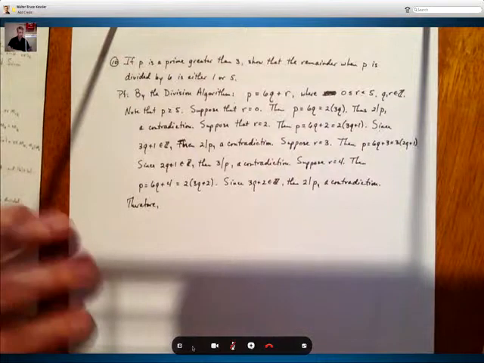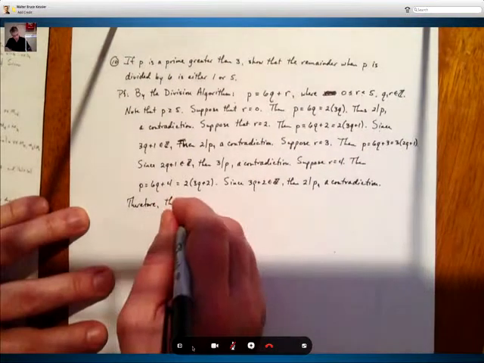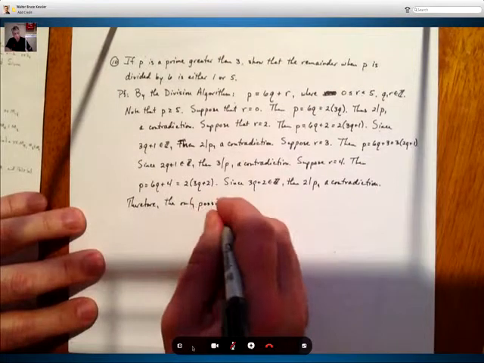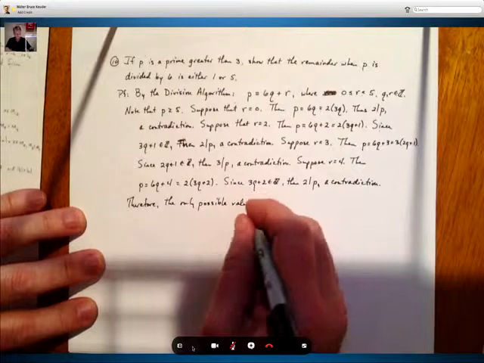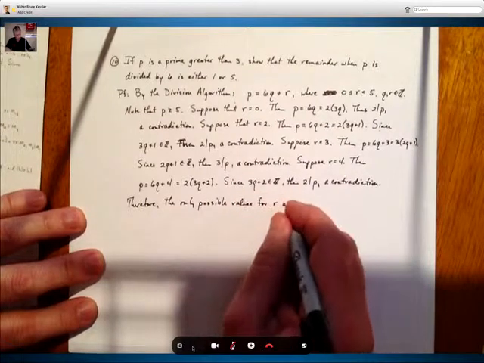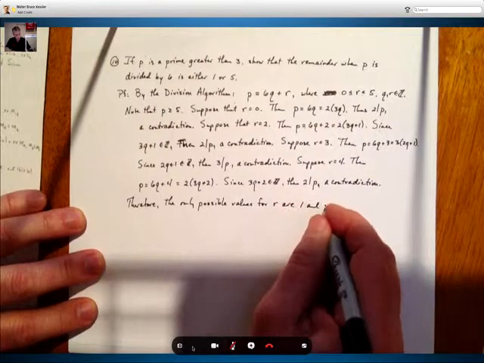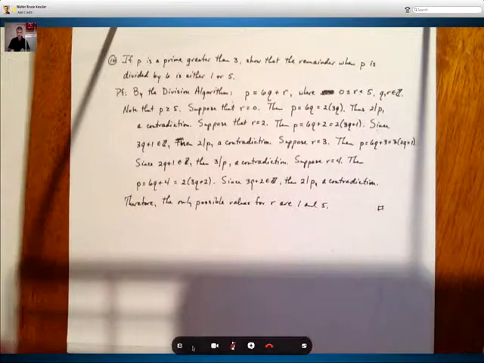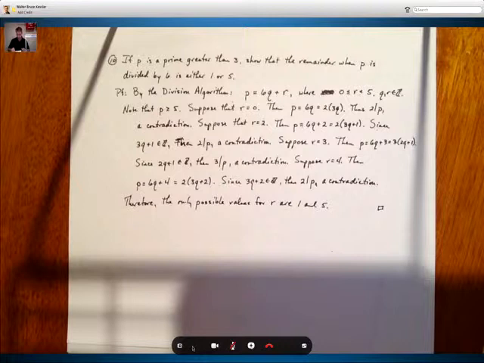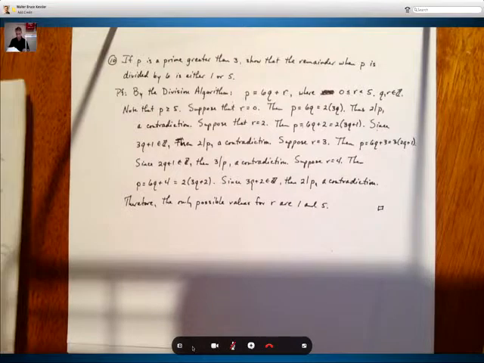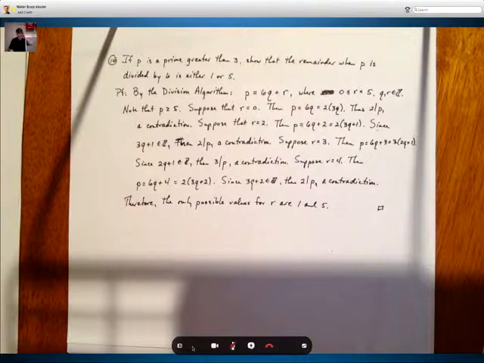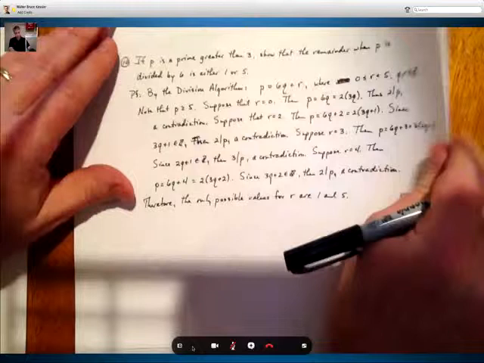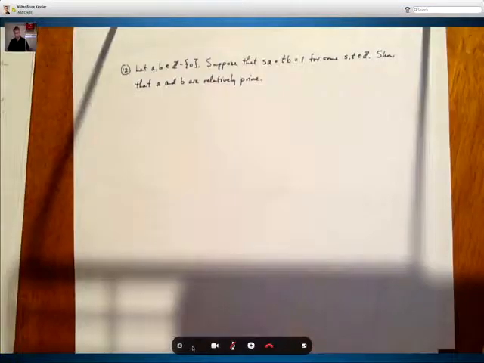Therefore, by really the process of elimination, the only possible values for R are 1 and 5. Okay? Not too bad. I mean, we just had to knock out all the cases that wouldn't work.